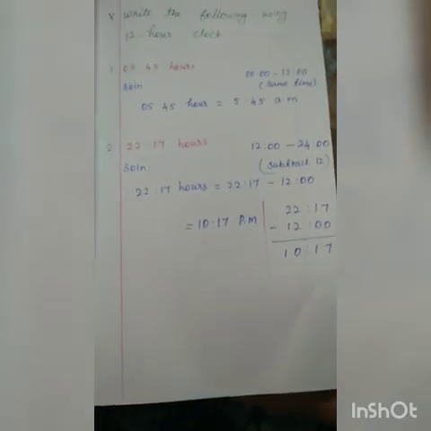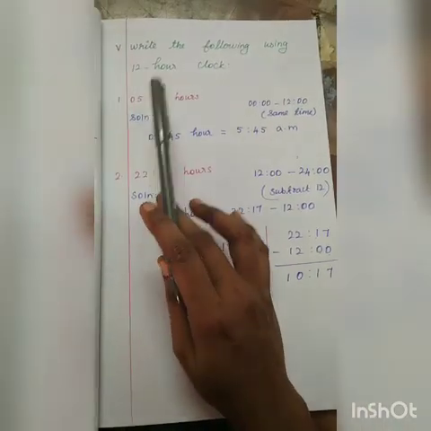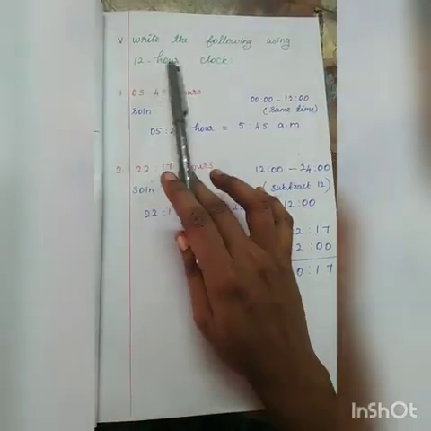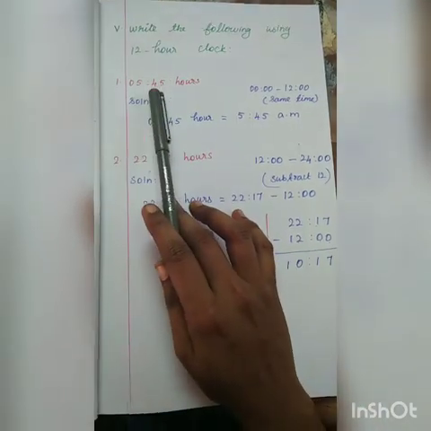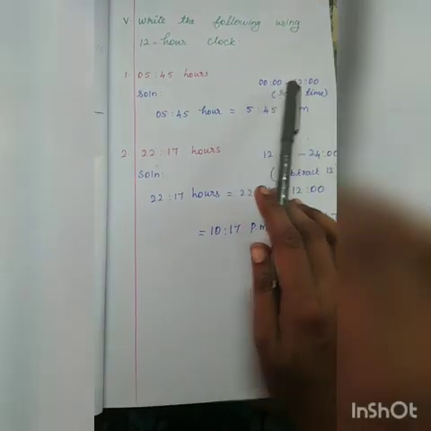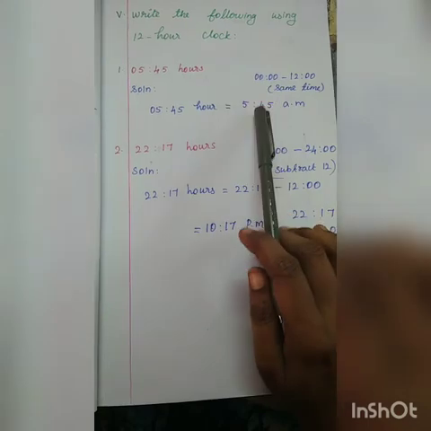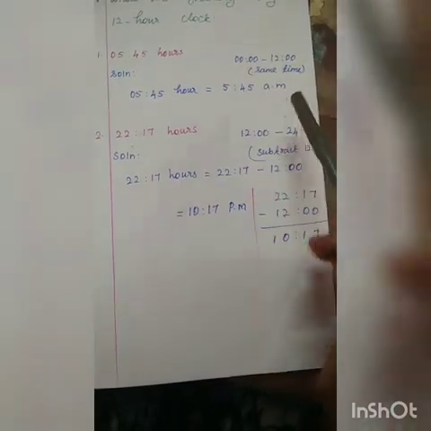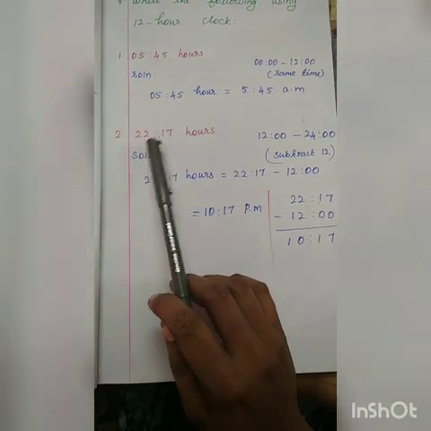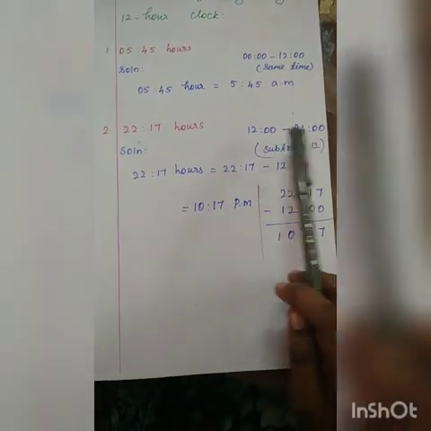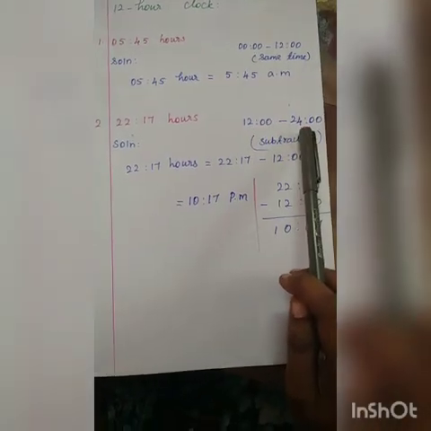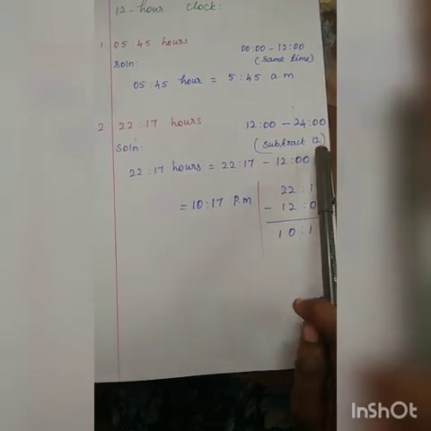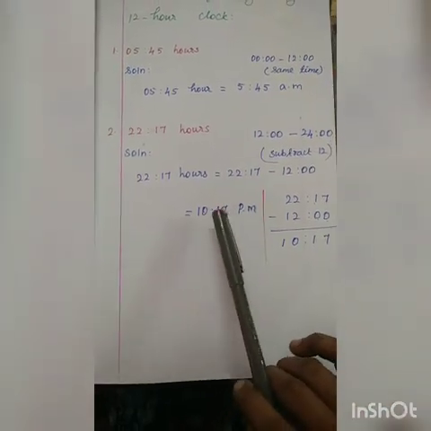So once again I will explain. Write the following using 12-hour clock. For time between 0 and 12 hours, the time is the same; only the time period changes, to AM. For time between 12 hours and 24 hours, you subtract 12 and get the answer in 12-hour clock format.